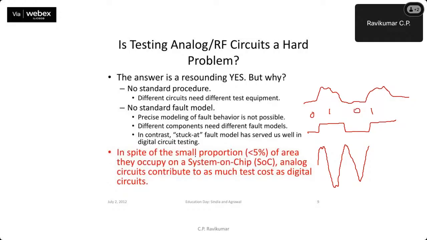So the actual amount of area that analog occupies, right? I think I may have mentioned this to you earlier. A large portion of your chip is actually memories, right? And then digital logic, and a very small portion of it is actually analog. But from a testing point of view, they cost as much as the rest of the chip.